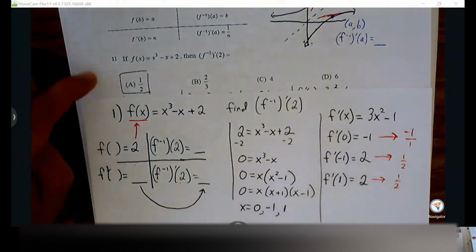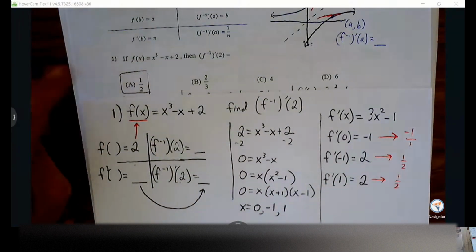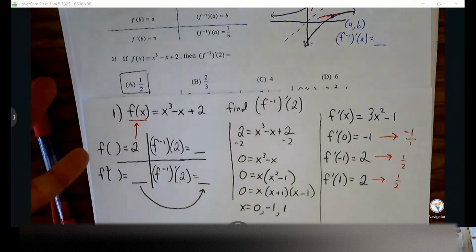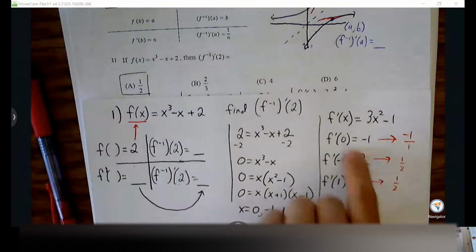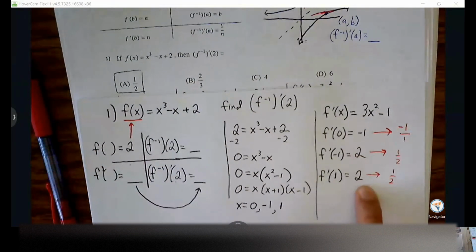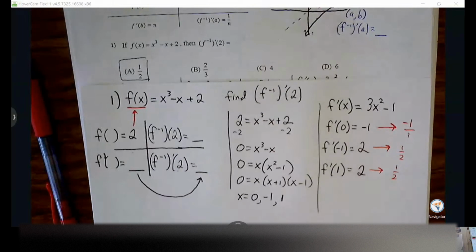Typically we don't see a lot of questions like these where you have multiple x values and you have to test them out to see which one is the one that actually shows up on the list. But the process is the same, right? You go through the same process for all these problems.